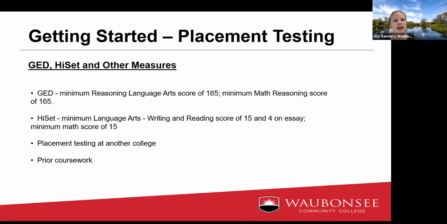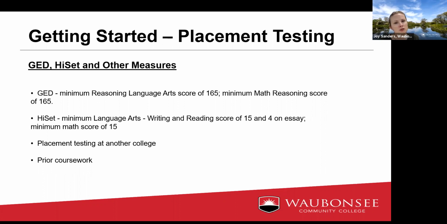So GED, HiSET, or other measures. If you took a GED exam, we're looking for a 165 on the Reasoning Language Arts and a 165 on the math. For the HiSET, we are looking for a 15 on the reading, writing, and a 4 on the essay, plus a math score of 15.